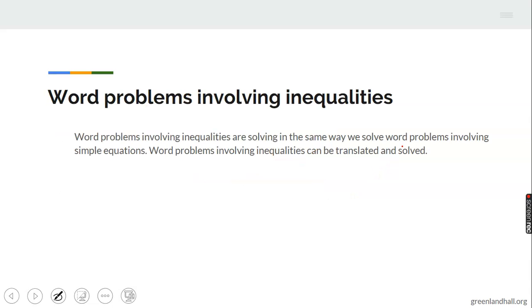Okay, word problems involving inequalities are solved in the same way we solve word problems involving simple equations. There is a difference between equation and inequality. Equation has an equality sign, which is sameness. Inequality means you are not sure, it's not certain that it's equal. In short, it's not equal. So word problems involving inequalities can be translated and they can be solved. It is solvable. Let's look at this example.